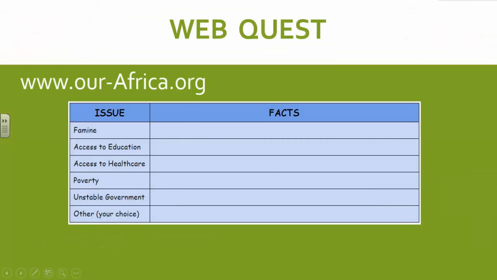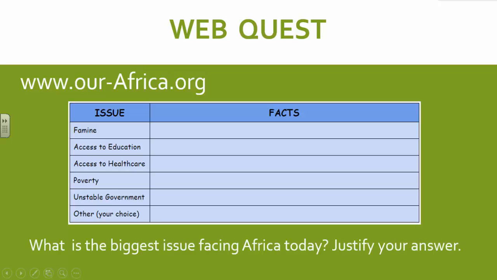Now that you have seen the large amount of resources available on this website, I hope that you see ways to incorporate it into your classroom. A simple web quest would ask students to write facts about the challenges that face Africa. Here is an example of an organization table to help students. Ultimately, students should approach the web quest and their time on the website to answer this question: What is the biggest issue facing Africa today? Justify your answer with specifics.